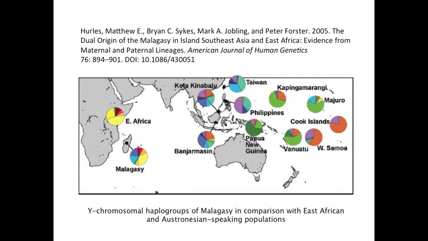And for comparison, you have the pie chart for East Africa and the pie chart for various other places where Austronesian languages are spoken. Banjarmasin here in Borneo is actually the place closest to where Maanyan is spoken. You'll notice if you look at the East African pie chart and the Banjarmasin pie chart, there's very little similarity between them. The Malagasy pie chart is roughly halfway between.